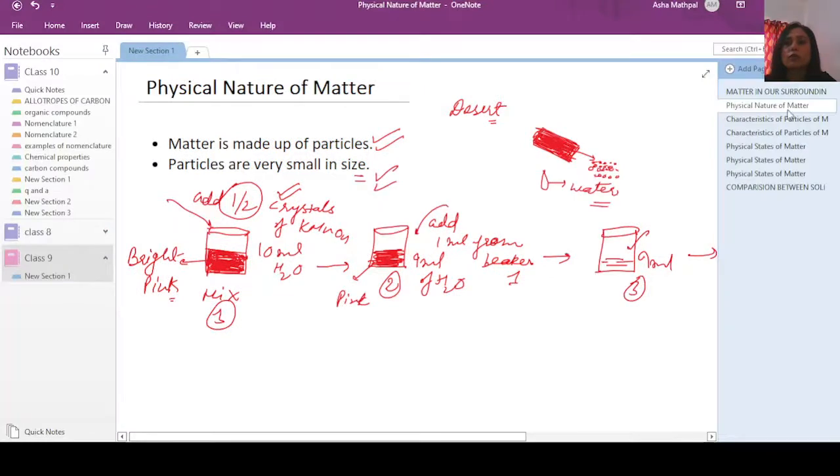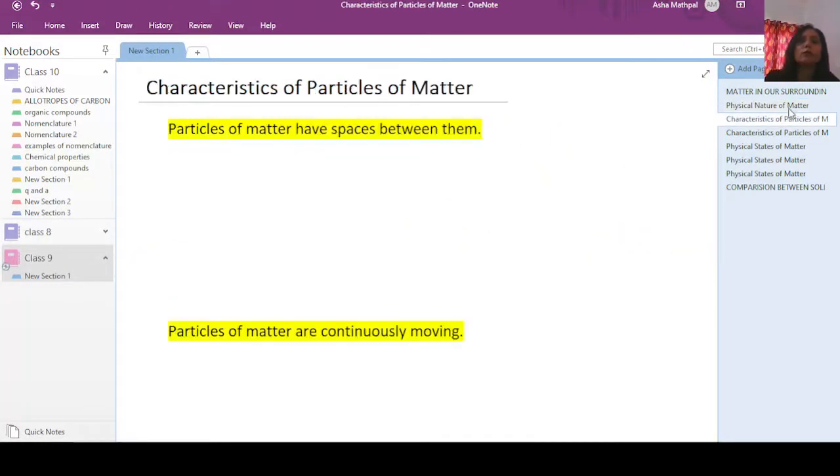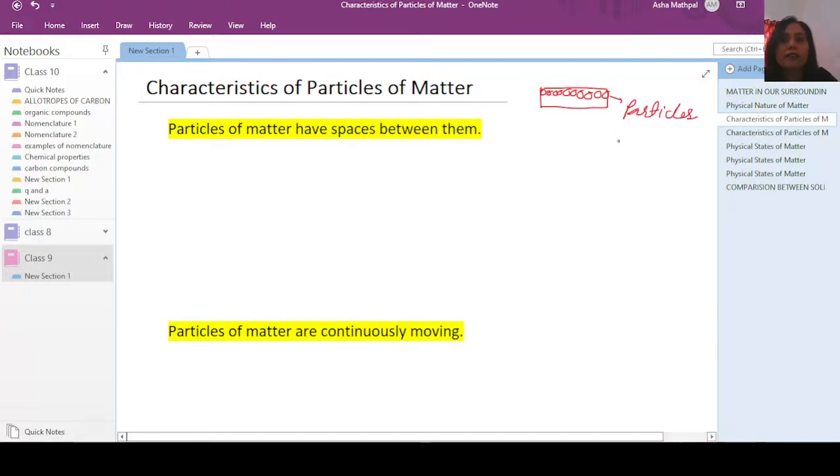Now let us go to the next topic, that is the characteristics of the particles of matter. So we have understood that suppose this is matter, it is made up of particles, right? And these particles are very small in size.